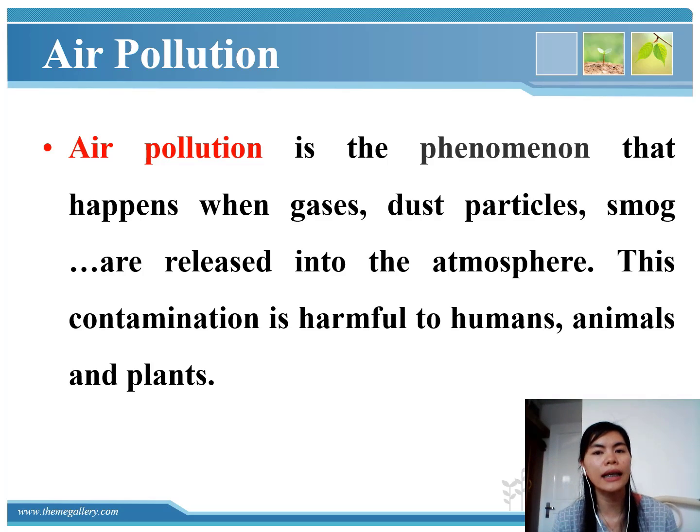Air pollution is the phenomenon that happens when gas, dust particles, and smoke are released into the atmosphere. This contamination is harmful to humans, plants, and animals. So this is one of the definitions of air pollution. There are many. You can search on Google, just write down air pollution, and then it will give you many results about air pollution definitions.